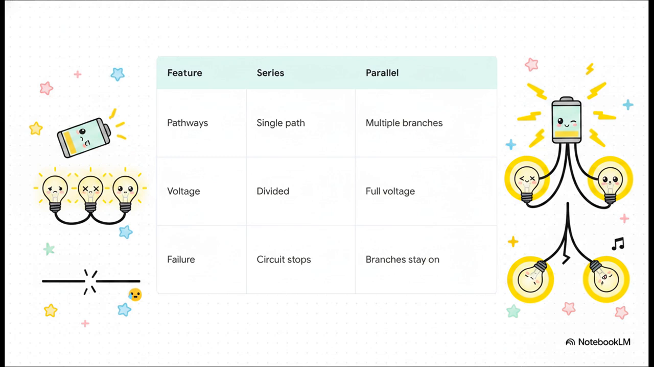In a series, if you add more bulbs, the voltage gets divided and the bulbs get super dim. But in parallel, you add a bulb on a new branch and it gets the full voltage, shining with consistent, bright glory. And obviously, if a series circuit breaks, the whole thing goes down. A parallel circuit just keeps the party going.